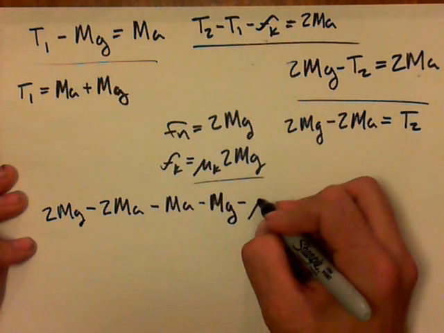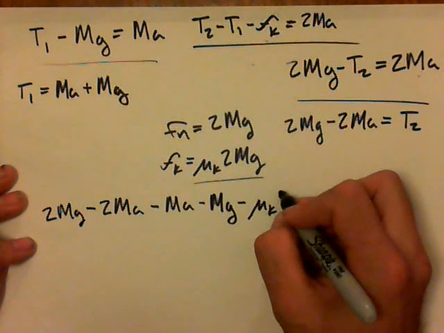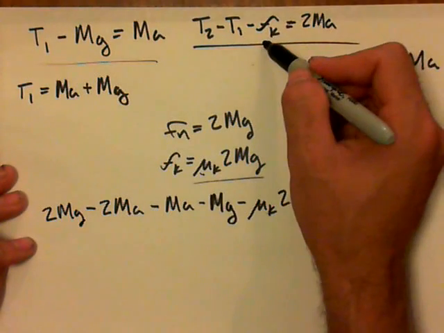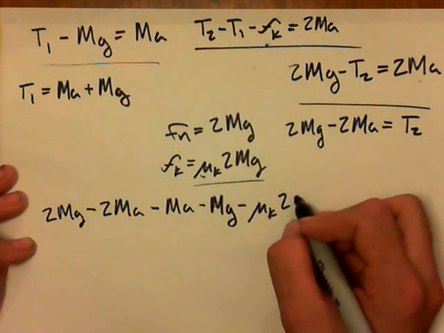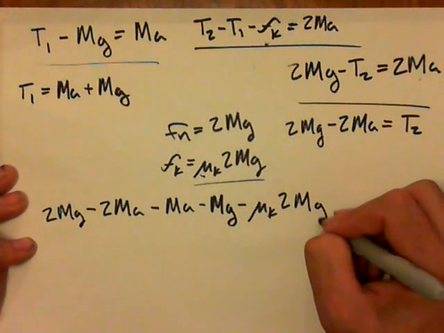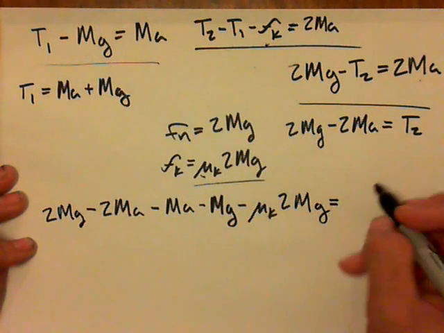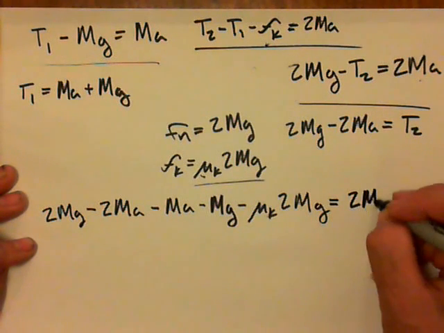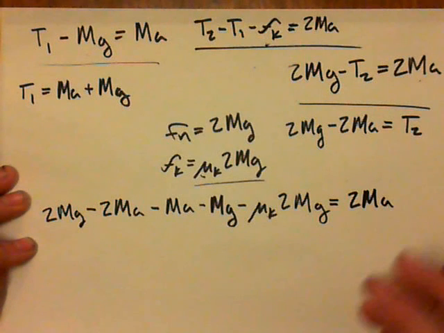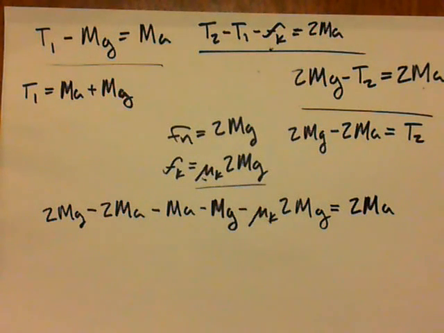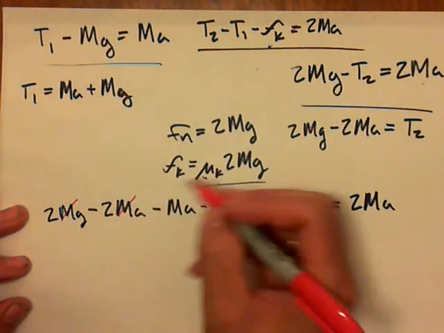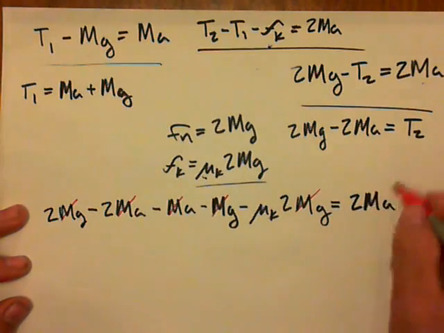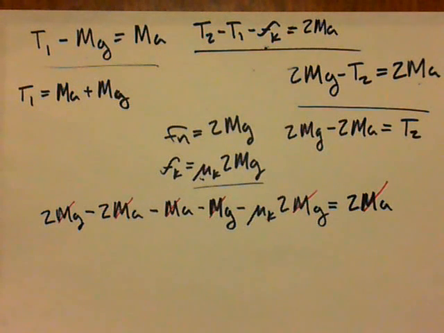Alright, and now we're plugging this in for our frictional force. Which is this negative 2 mg, and then that all equals 2 mass times our acceleration. Okay, so now this is really nice. We have everything in terms of these m's they gave us for mass. So we can just go ahead and eliminate them. Bam, bam, bam, bam, bam, and done. All our m's are gone.